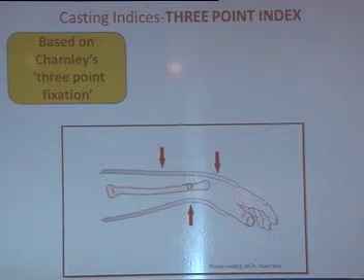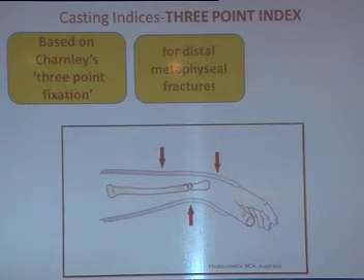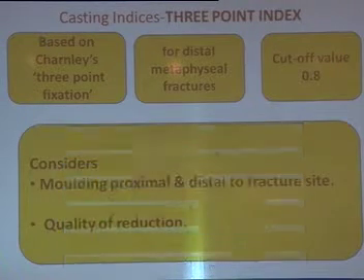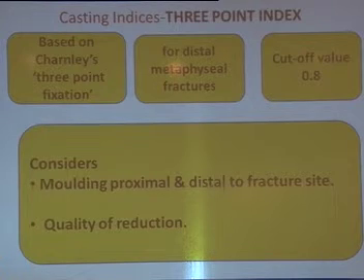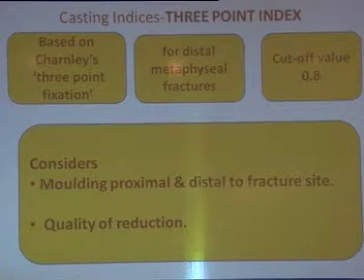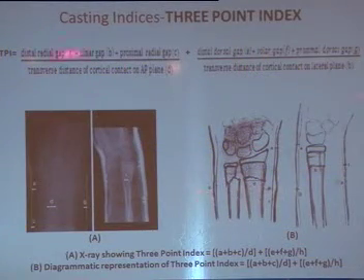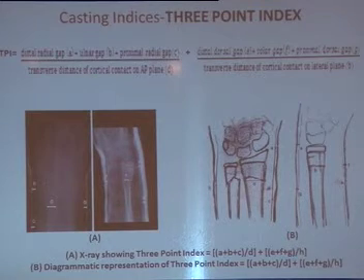The second index which we considered is the 3-point index. It is based upon Charnley's 3-point fixation. It is only for distal metaphyseal fractures, and it has a cutoff of 0.8. It is a complex ratio which, apart from the fracture site, also considers molding proximal and distal to the fracture site, and also considers the quality of reduction. It's a very complicated ratio, as shown by the equation.